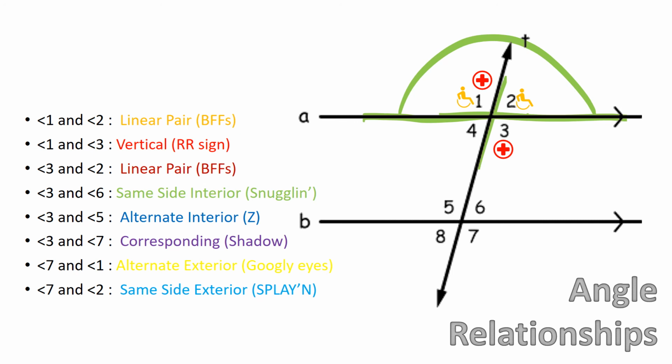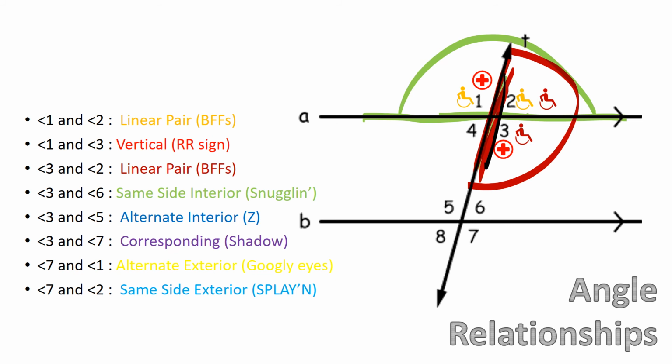Number 3, angle 3 and angle 2. Here's angle 3, and here's angle 2. Bum bum, the sneaky linear pair. I'm going to switch to that color. Oh, that's not the color I wanted. They make a line, angle 2 and angle 3, boom. Also make a line, but it's a sneaky line, 180 degrees. Linear pairs are supplementary. Together they equal 180 degrees.